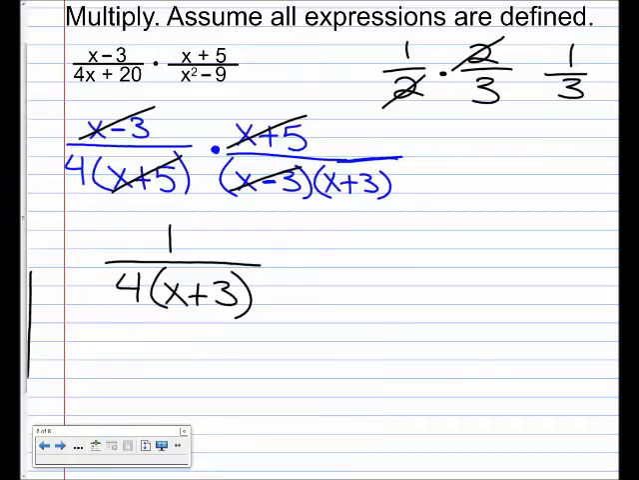Now, notice what does it say for the second part of this? So does that mean that I need to continue and do the values that x cannot be equal to? No, it says assume they're all defined, so I actually can be done now. But let's imagine it didn't say that. What values can x not be? -5, 3, and -3.